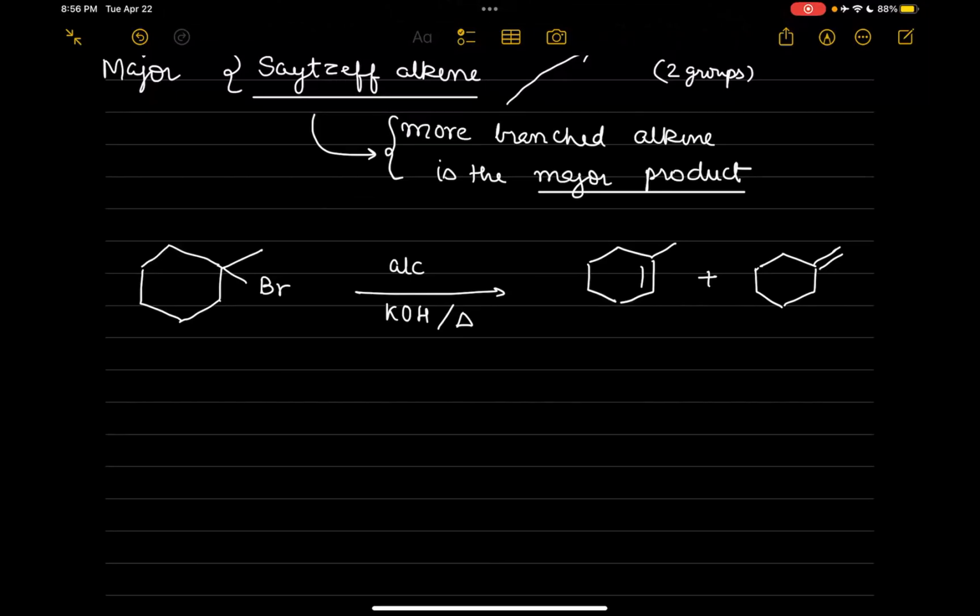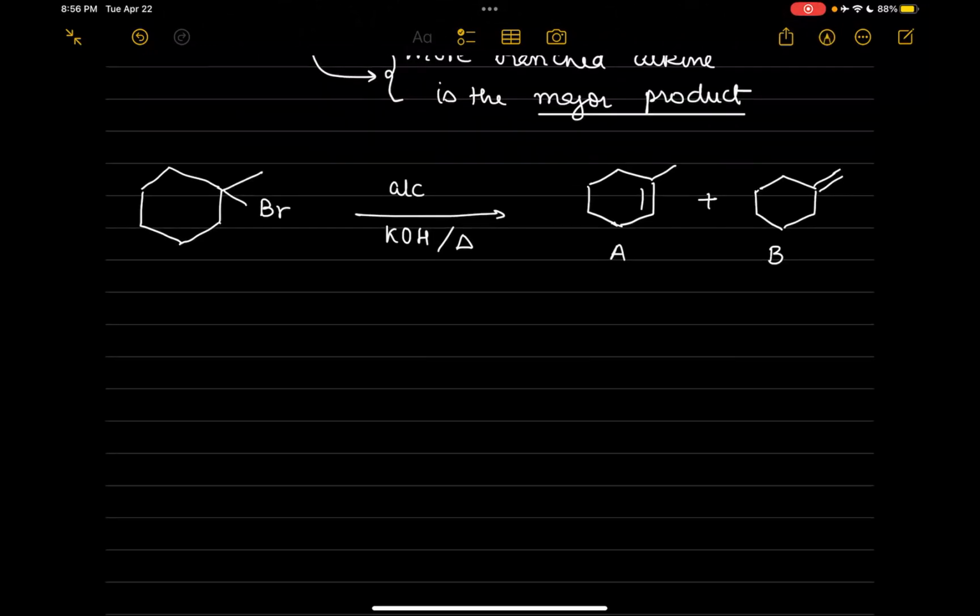Ibrahim, Jasleen, Zainab, tell me quickly. Which is Zaitsev alkene, A or B? Zainab, can you see the structures? Ibrahim, yes, sir. Zaitsev is more branched.